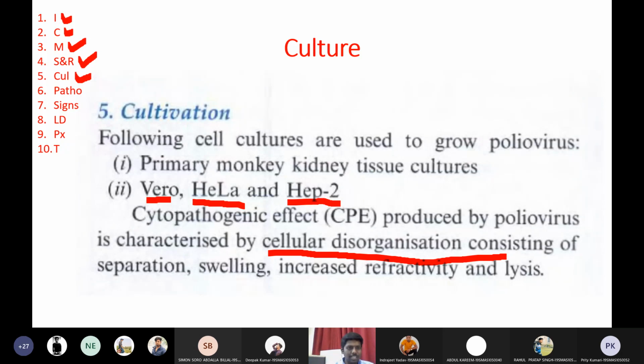Anyway, so these are the cell lines. In the next lecture, I will discuss pathogenesis. It will be really interesting. Pathogenesis I will discuss later. So thank you very much, students. If you have any doubts, you can discuss with me.